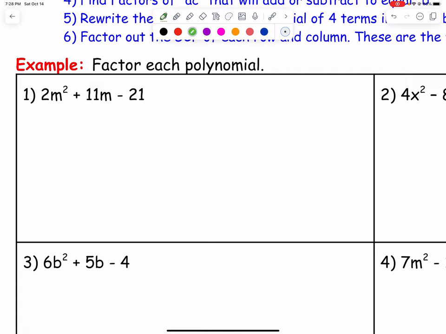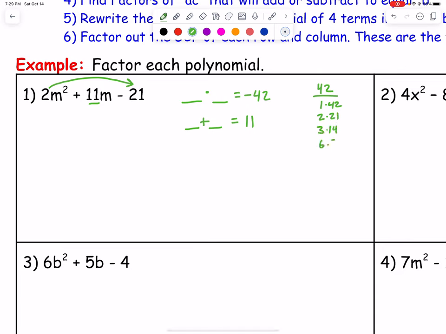So 2, 11, and 21 do not have a greatest common factor between them. So let's go ahead and multiply the a times the c, which is 2 times negative 21. So I'm just going to write that we need to multiply to get negative 42, and then we need to add to get the middle term, b, which is 11. So we need to figure out numbers that give us 42. So 1 times 42, 2 times 21, 3 times 14, and 6 times 7.